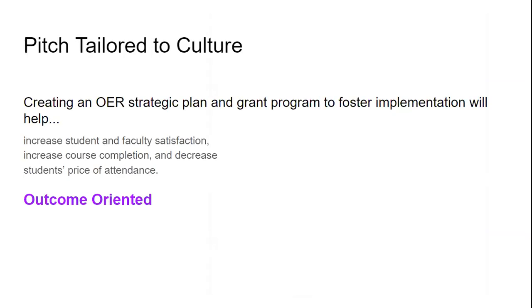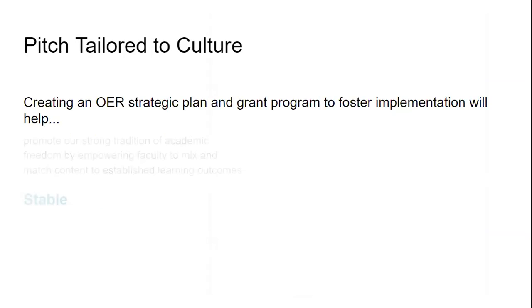So if you're going to be talking about OER in different cultural contexts, if you're an outcomes-oriented organization, all they ever want to talk about is the bottom line. So when you're talking about OER, the bottom line is satisfaction is going to improve, course completion is going to improve, we're going to decrease the price of attendance. And ideally, you have some research and some numbers to put along with that if it's an outcome-oriented organization.